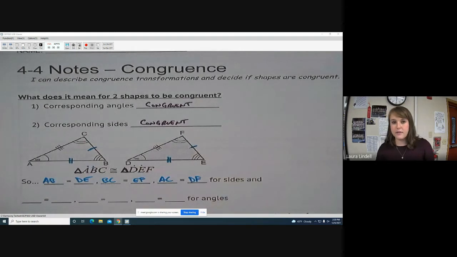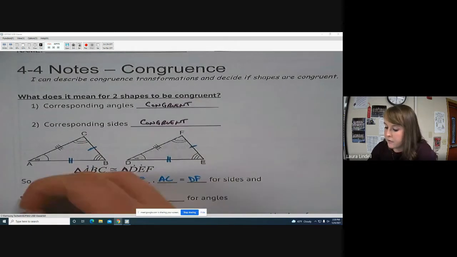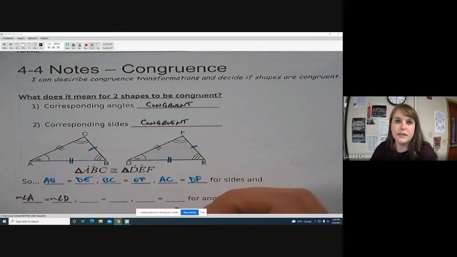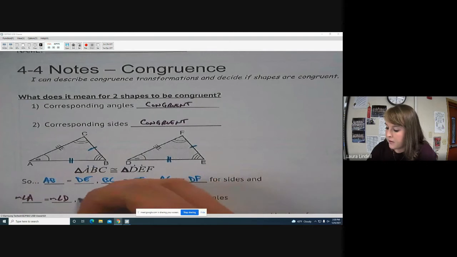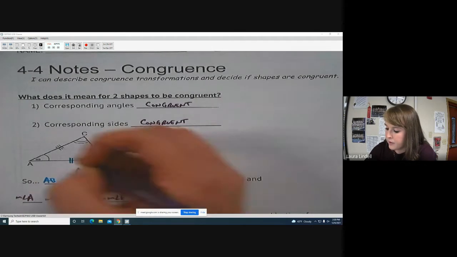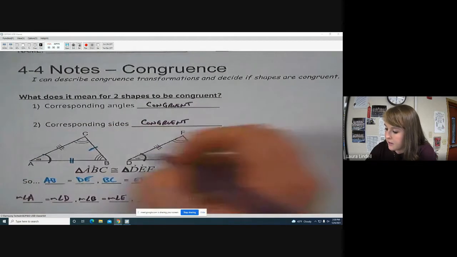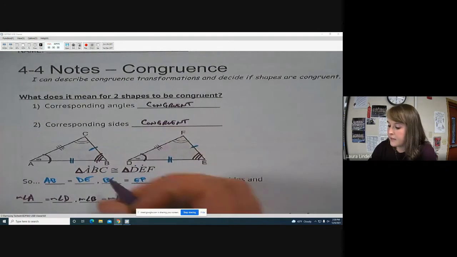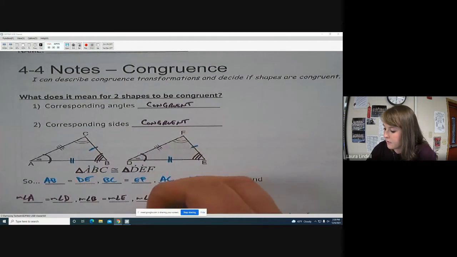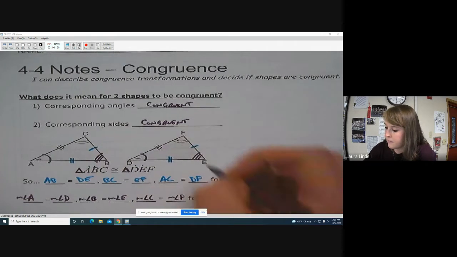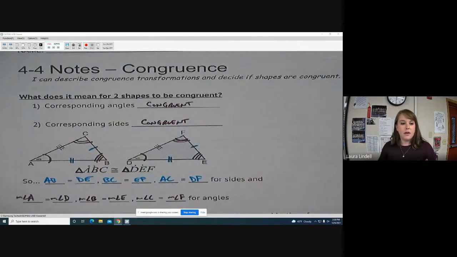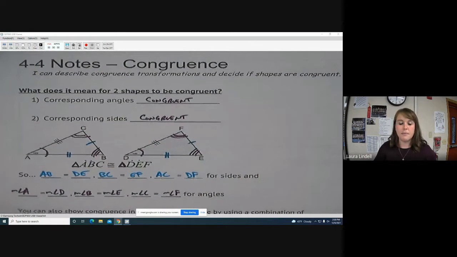And then for angles, it's even simpler. A is the first letter, so measure of angle A will be the same as the measure of angle D, which is also the first letter in DEF. Then for B, measure of angle B will be the same as measure of angle E. So we have A and D, and then we have B and E in the picture. And then lastly, C and F, the last letters, and C and F in the picture. All right, so that's how congruence works for shapes.